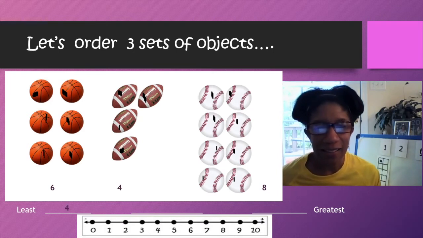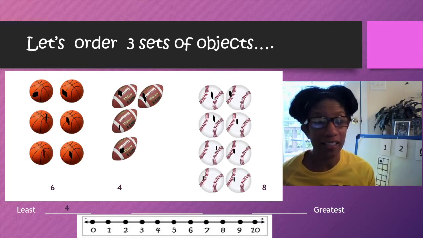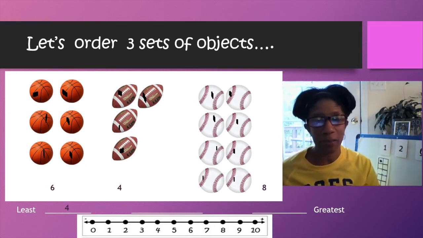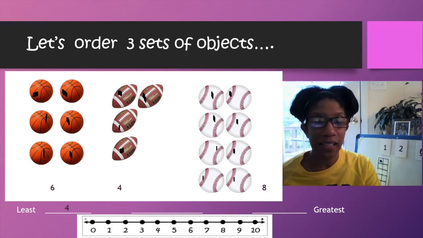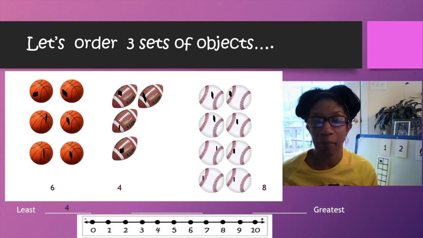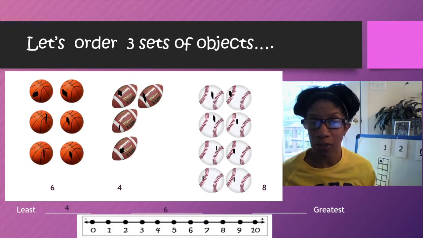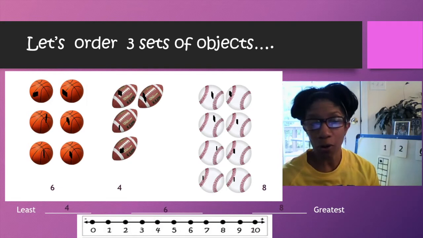What would be next? So now we're comparing our 6 and our 8, because we've already put the 4 in its place. Looking at our number line, the 6 would be the next number because it's the least between the 6 and the 8. So we're going to put our 6 there. And since we don't have any more numbers that we're comparing, we'll put our 8. So now our numbers are in order from least to greatest. We have 4, 6, and 8.